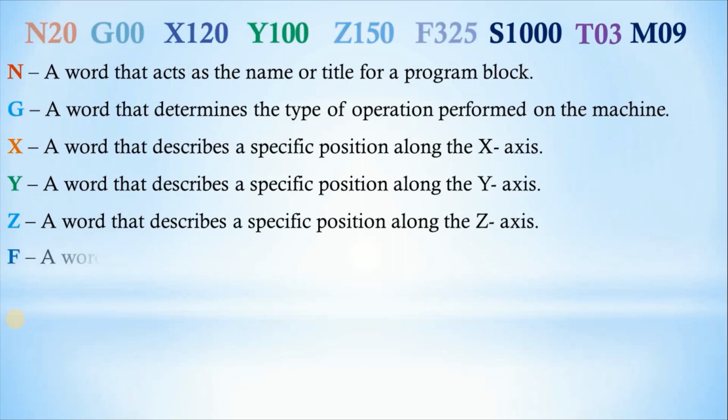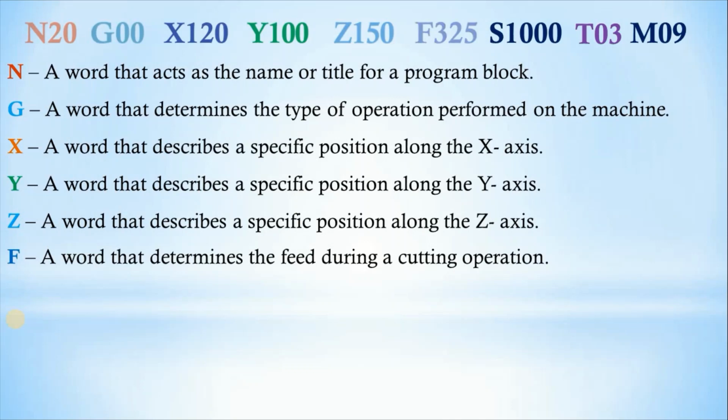Then F is a word that determines the feed during the cutting operation, the feed rate at which the cutting tool travels along the surface of the workpiece. So F is the feed rate, and whatever number is written is the feed rate. Based on that value, the tool travels.